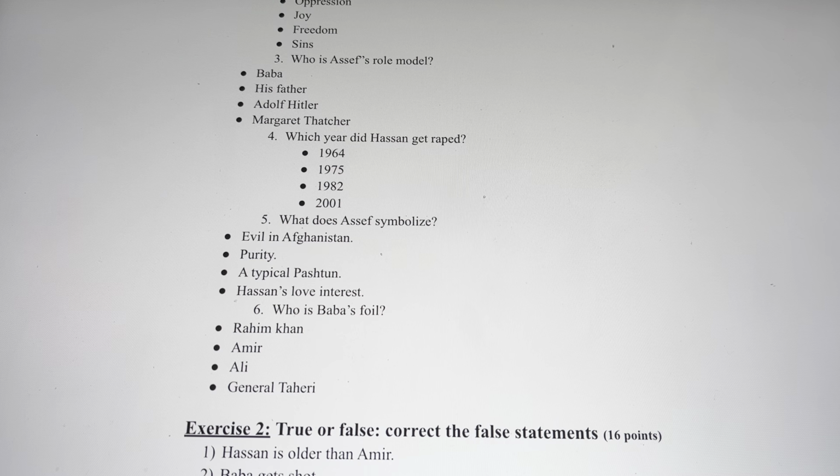So question 3. Who is Asif's role model? This is basically just, if you focus throughout reading, a really basic question. It's Adolf Hitler, and this displays how violent Asif is, his violent nature. And question 4, what does Asif symbolize? So this answer is also quite clear.